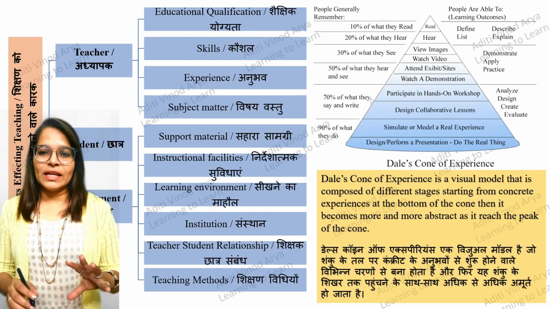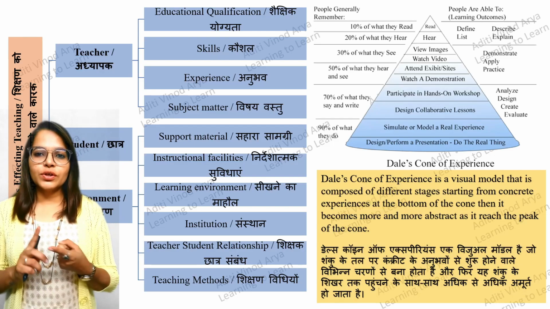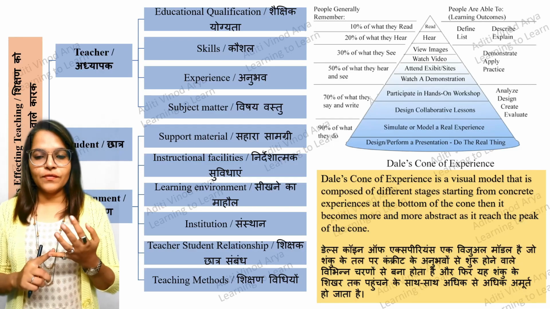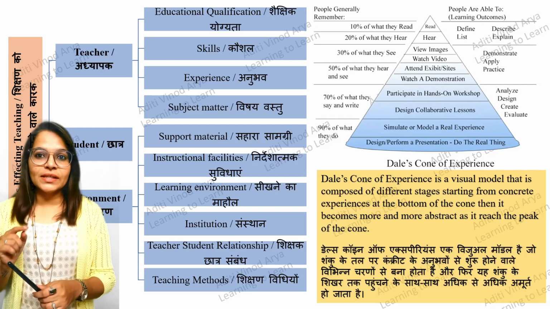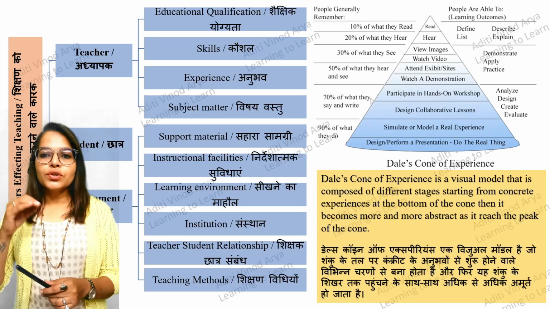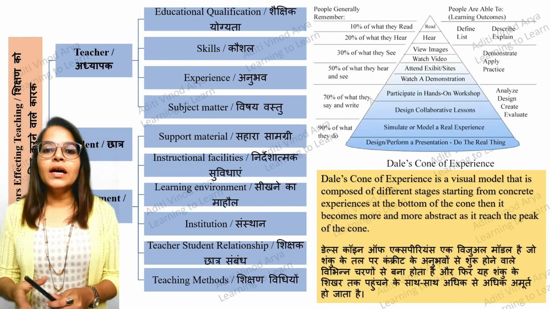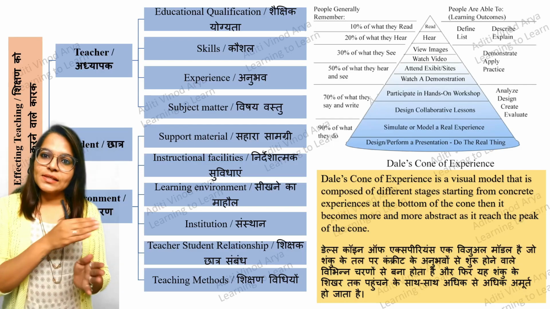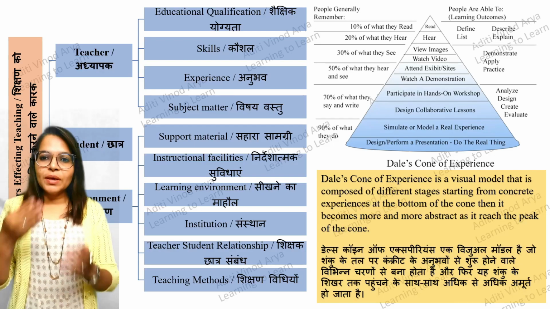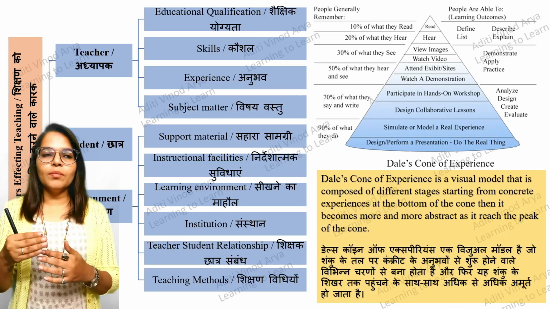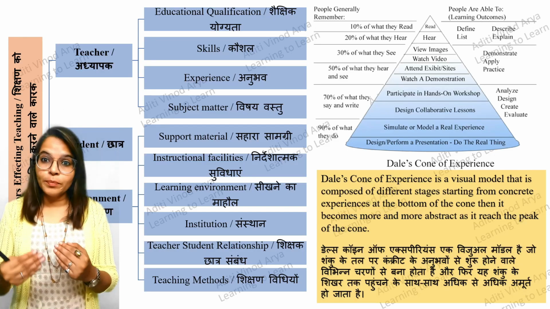So to remember, it's very simple. Apart from 20%, everything is an odd number. So 10, 20, 30, 50, 70 and 90 are the percentages as given in the diagram, as you can see. So here what Dale sir tried to say is that if more of your senses are involved, then you'll be able to retain more topics for a longer period of time.